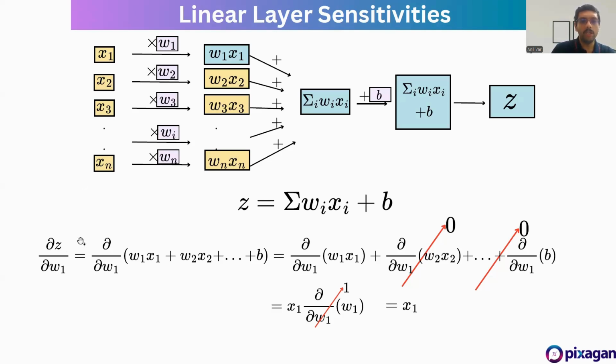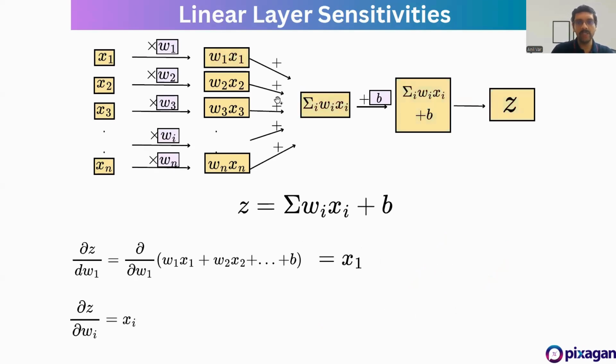What if you do ∂z/∂w2? You'd have the same kind of expansion here. The difference is now the w2 term is what would remain. Everything else would go to 0. And you would end up with x2. And so the basic idea here is for the linear part, right?